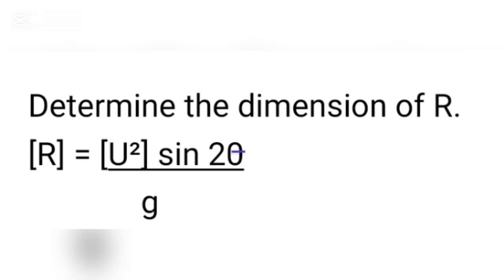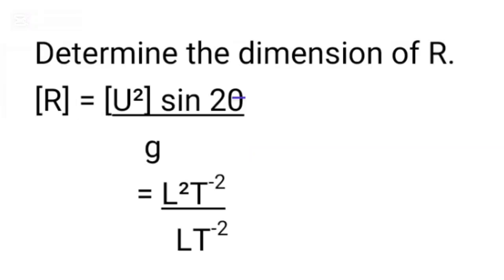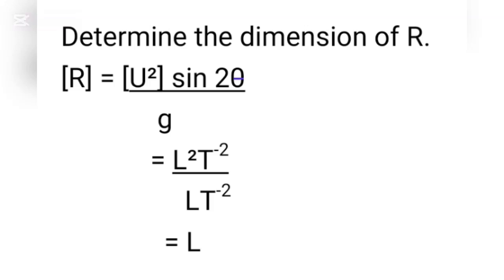So by the time we substitute, u is an initial velocity, and velocity is L T raised to power minus 1. Squaring it, we have L squared T raised to power minus 2 divided by g. G is acceleration, which is L T raised to power minus 2. So T raised to power minus 2 will take care of T raised to power minus 2. They will cancel out, and we will be left with L squared over L. We cancel one L, and our final answer is just L.